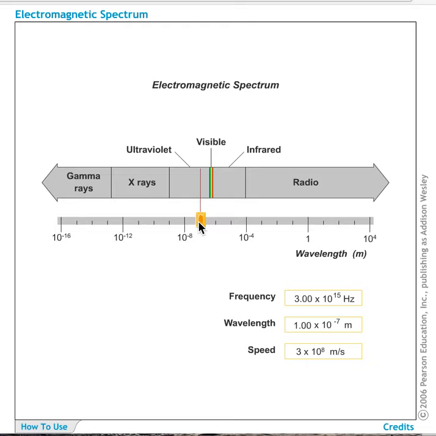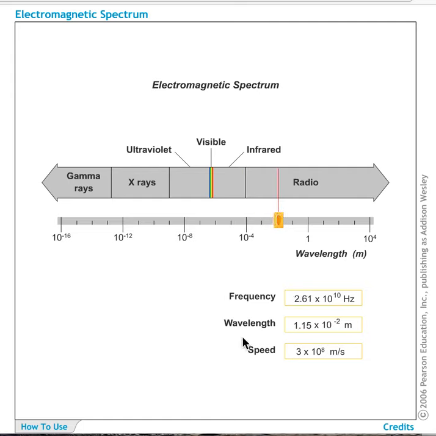As we look at this, we see, of course, that visible light is a small portion of the electromagnetic spectrum. As I scroll to different areas of the electromagnetic spectrum, we can see what happens to the frequency and the wavelength as well as the speed. So the first thing we're going to consider is what happens as I scroll through the electromagnetic spectrum.